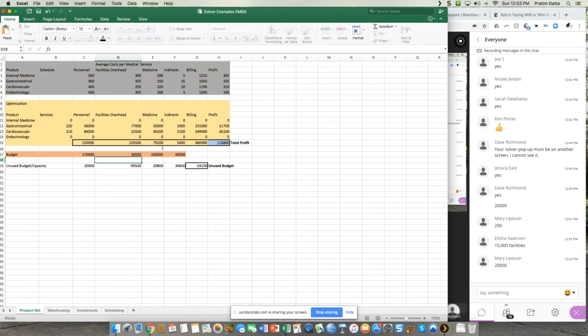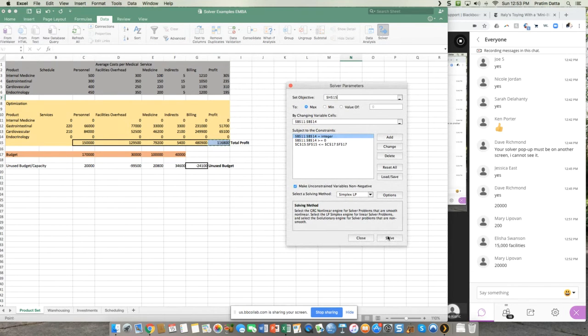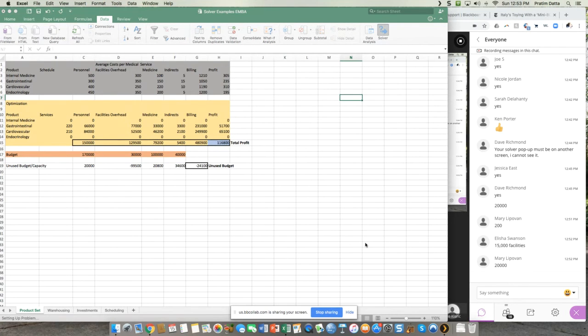So let's see what happens. And go back to Solver. We won't change anything other than just the solution itself. So we've got everything set up. Let's go for solve. Let's see what happens.